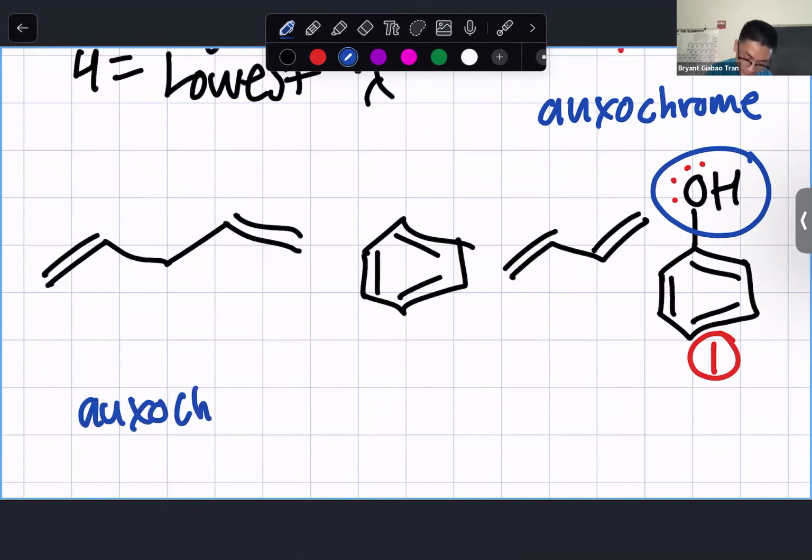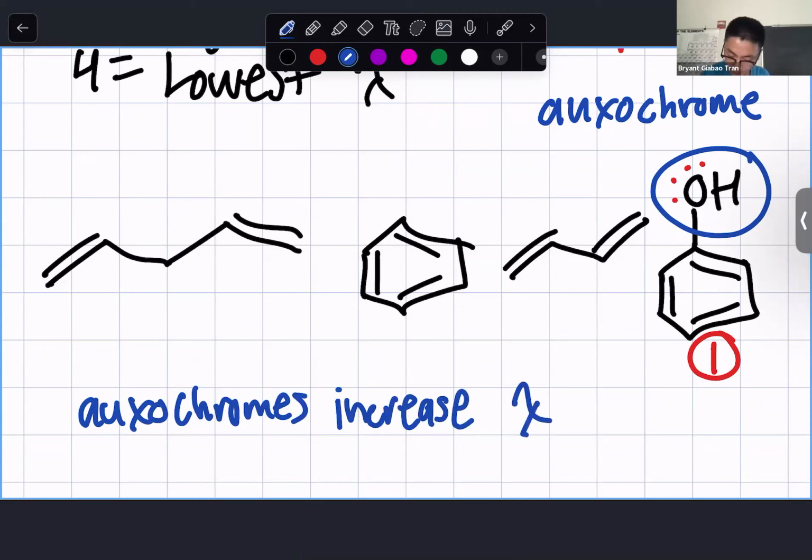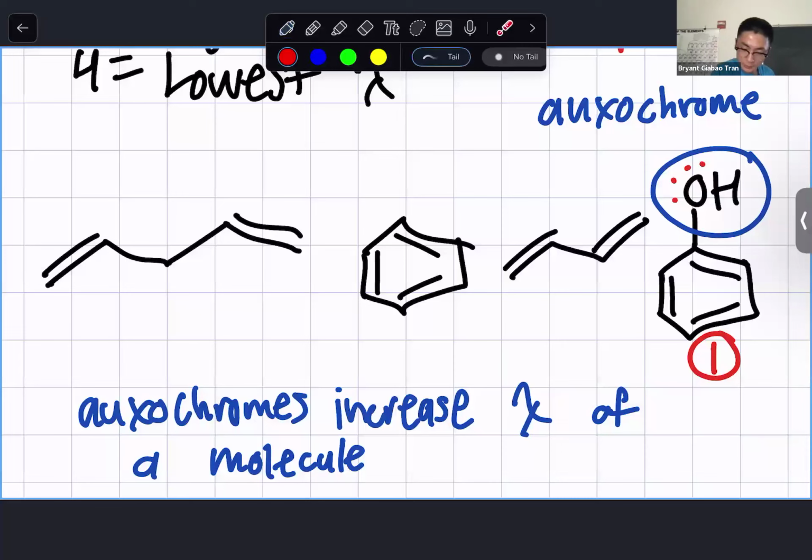And auxochromes increase the wavelength that the molecule absorbs. Yeah, auxochromes increase it because they give it more resonance, and by giving it more resonance, it is going to be more stable. And if it is more stable, it has a higher wavelength.